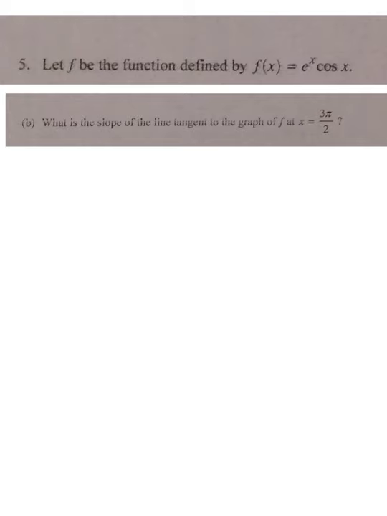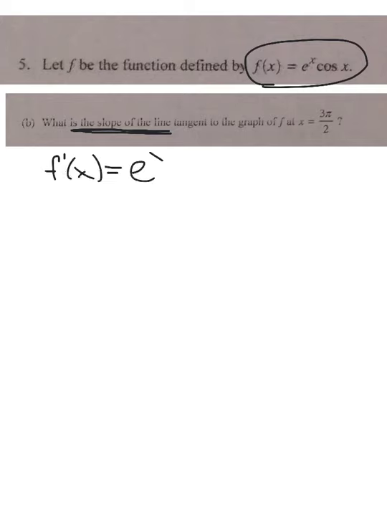Part B is asking for the slope of the line. All they want is the slope of the line tangent to the graph of f. So here's f. If we want slope, you should be thinking the derivative. Okay, so I'm going to do product rule. So the first times the derivative of the second, plus the second times the derivative of the first. Okay. All right, then what do they want this at? They want it at 3 pi over 2. So I am looking for f prime of 3 pi over 2.